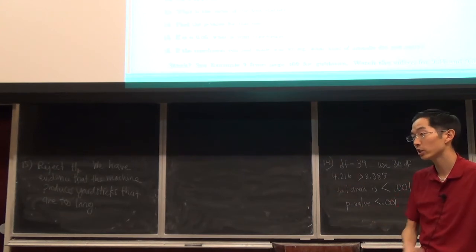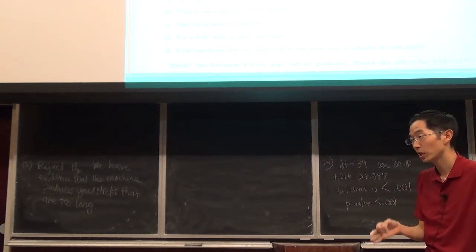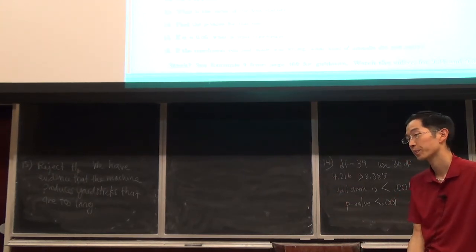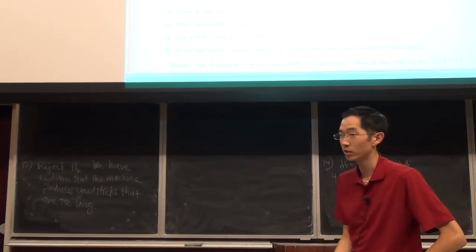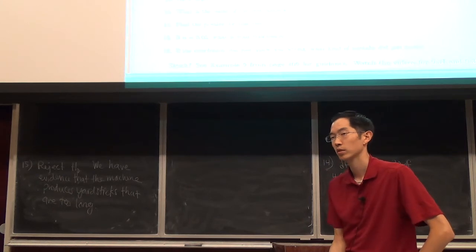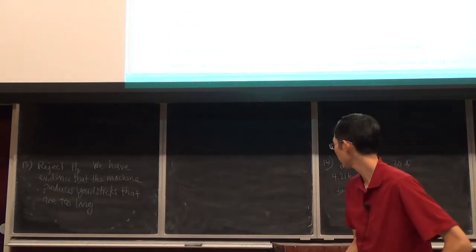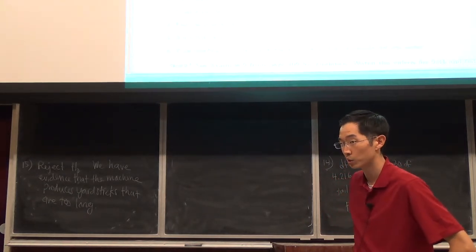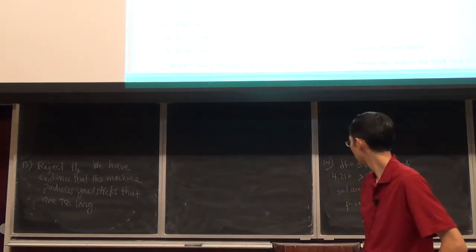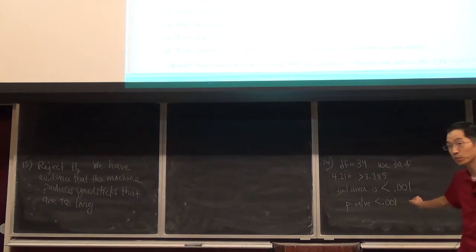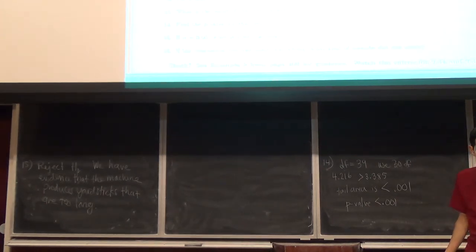To the population of all sticks made by this machine. Okay. I'm confused with why are we rejecting the hypothesis? We reject the null hypothesis because our p-value is small. The p-value is less than 0.001. Our p-value is less than alpha, so we reject the null hypothesis.